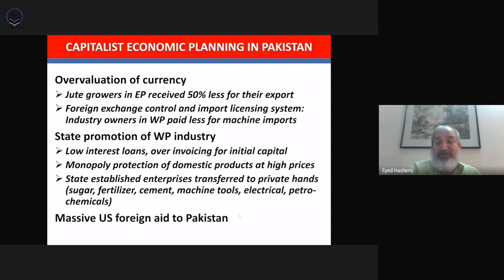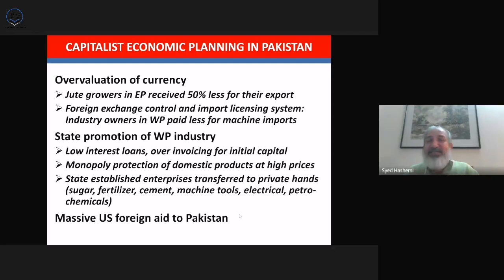worth of things they were procuring. So supposing they were buying a refrigerator or an air conditioner, and if it cost $100, they should have actually paid 1,000 rupees. Instead of that, they were only paying 500 rupees. So West Pakistanis spent much less on imported goods, the capital goods that were imported.